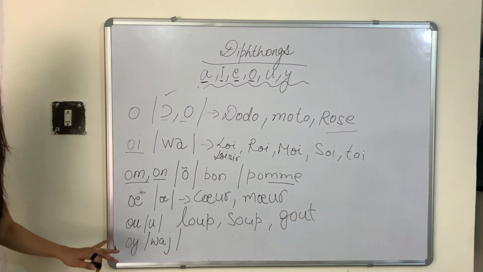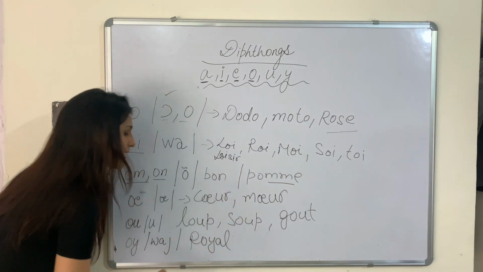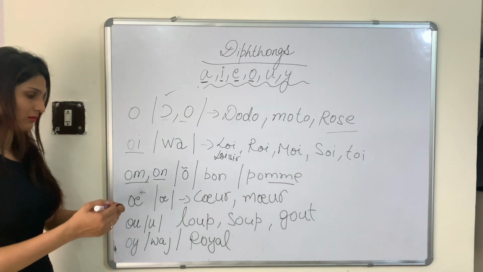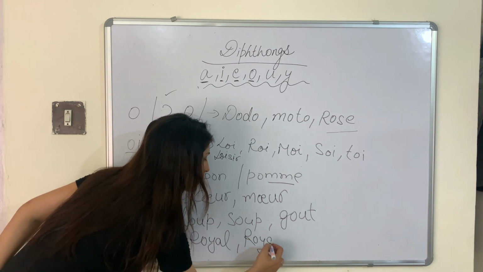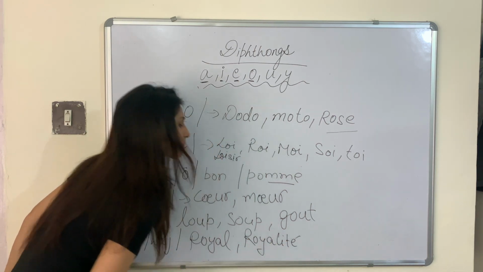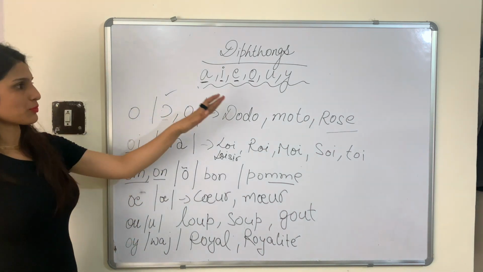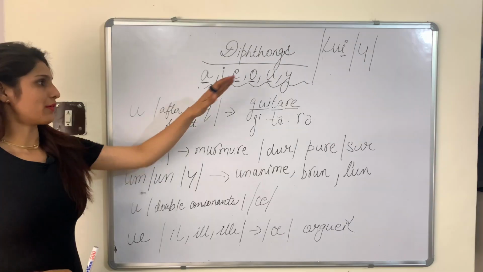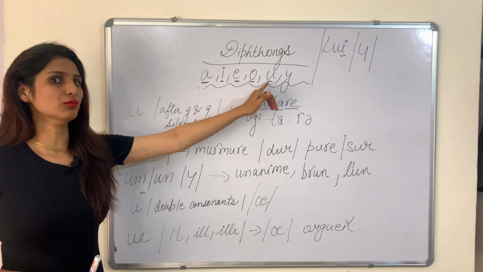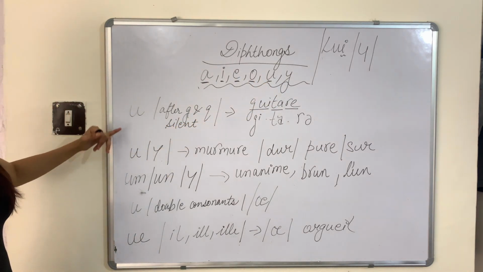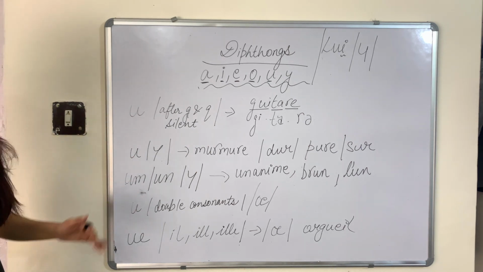Now with oi, the sound is oi. Royal, royal, royalité. So these are the examples with this O. Now let's move on towards U, our second last diphthong with the vowel U. We've got six examples with the U.